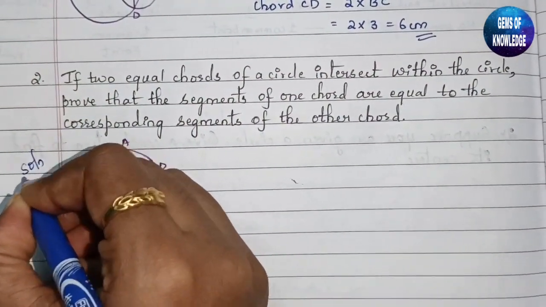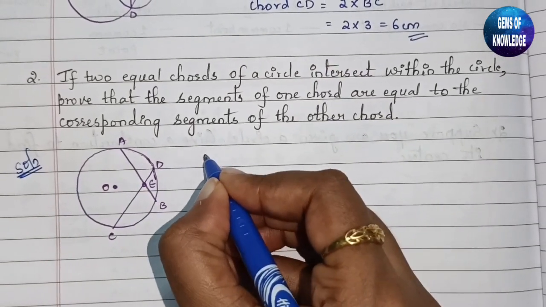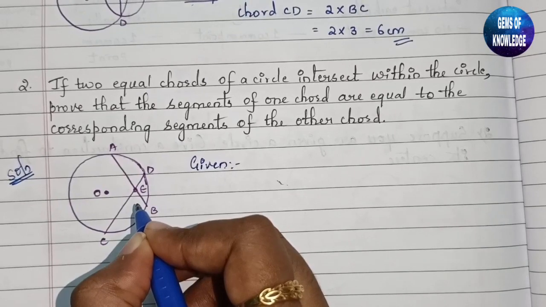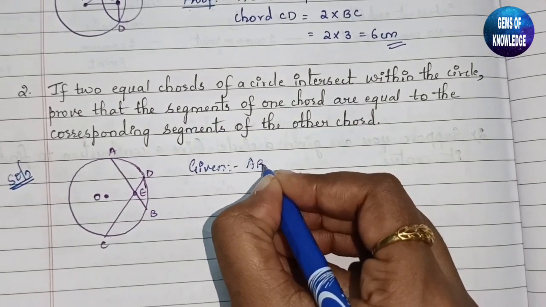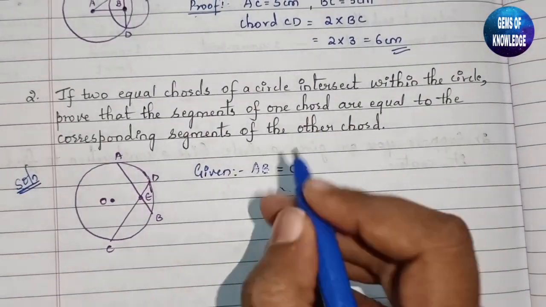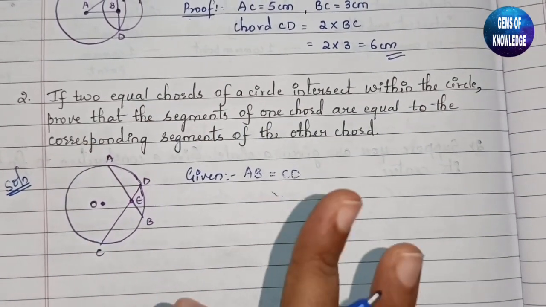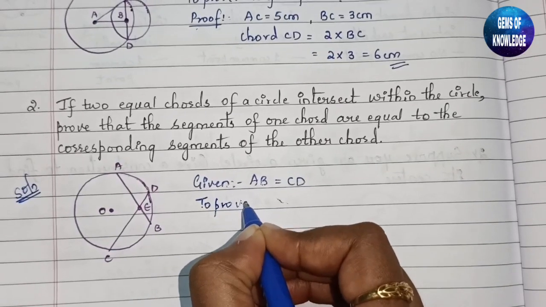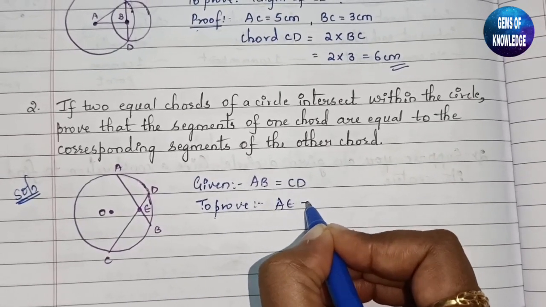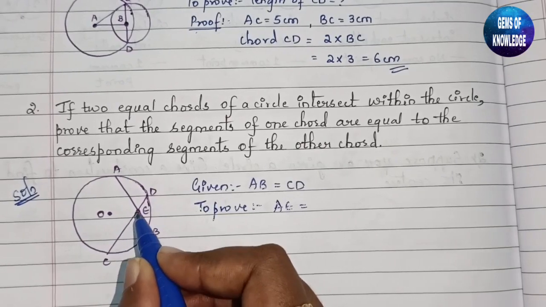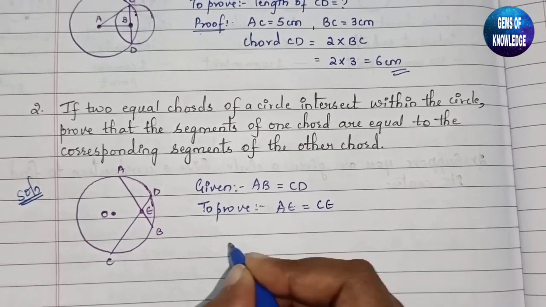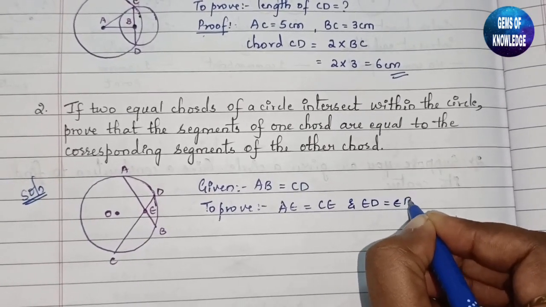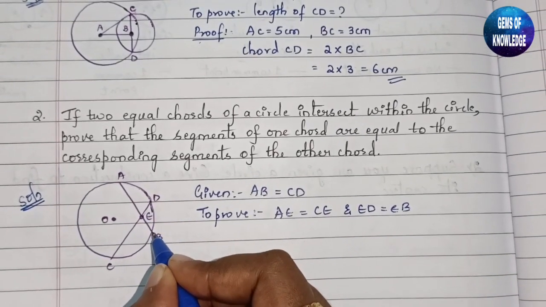This is also inside the solution, the figure is not present here. Let us write what is given. They have already given us that two equal chords, so we can write AB is equal to CD. And they intersect within the circle. This is what they have given, AB is equal to CD. What we need to prove is that AE is equal to CE and ED is equal to EB. ED is equal to EB we have to prove.